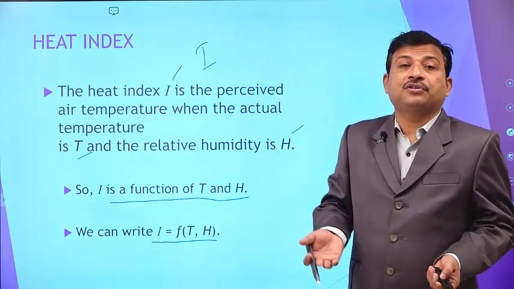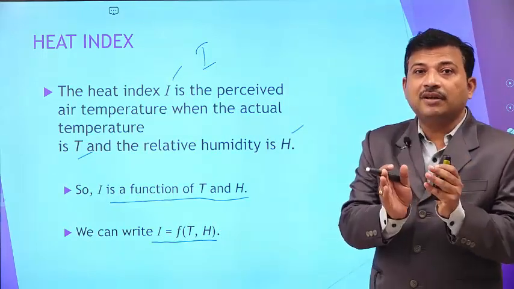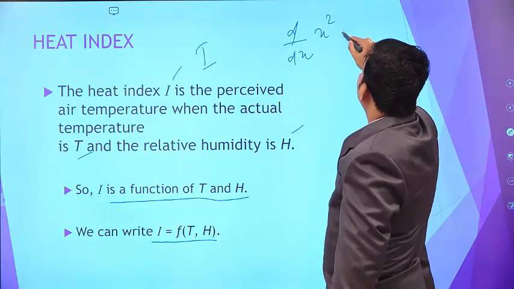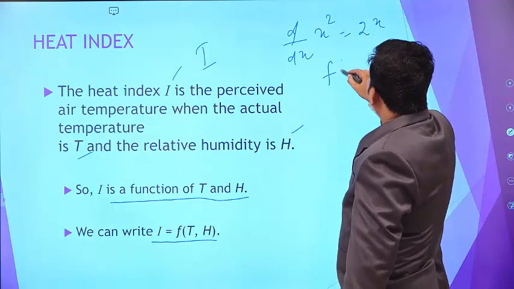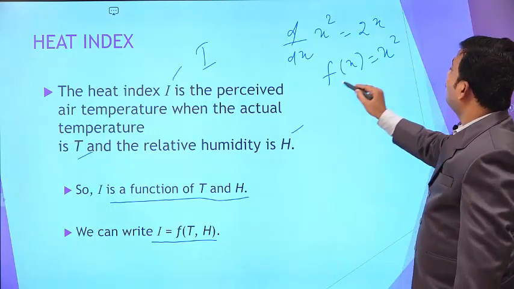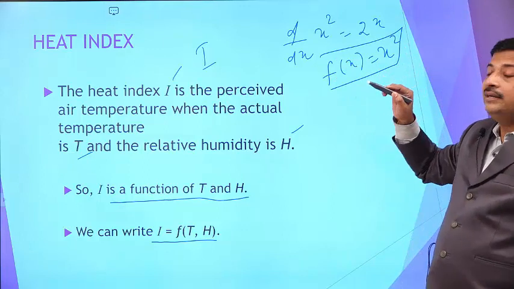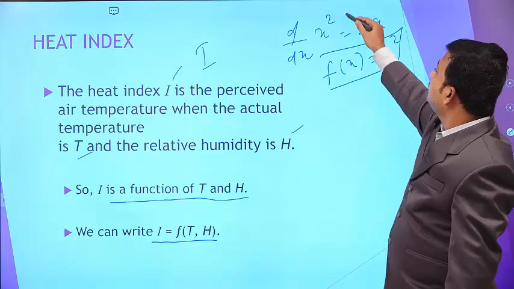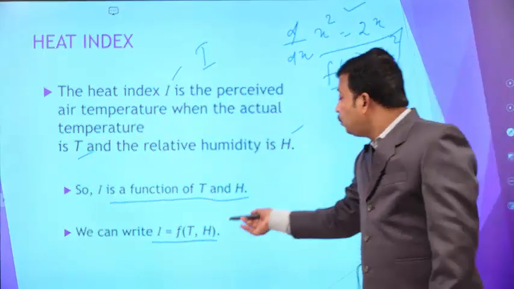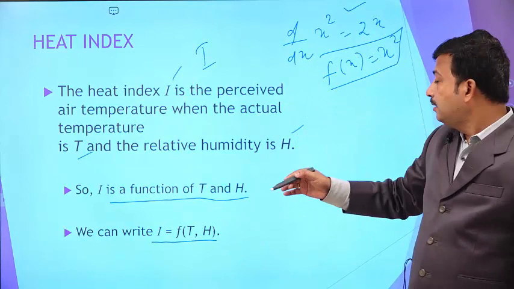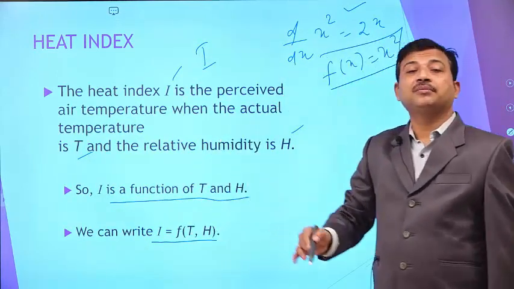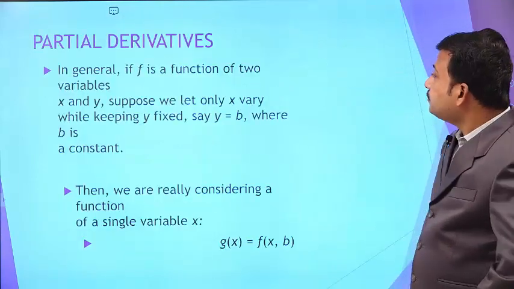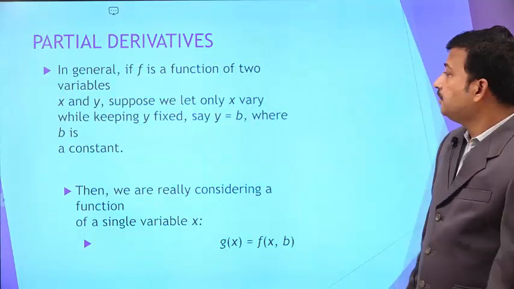In this case, how do you differentiate it? If it is a function of a single variable, we go for it: d/dx of x square equals 2x. Here f of x is equal to x square. It's a single variable, right? The rate of change is happening for one variable, so it is very easy for us. But here, I is a function of two different variables. So if we want to see the change, how will it be? Let us know what that is: nothing but the partial derivative.